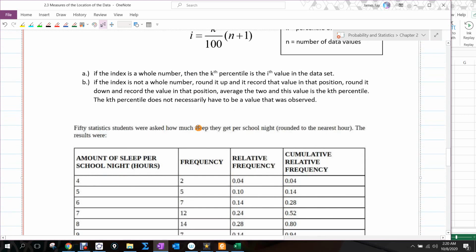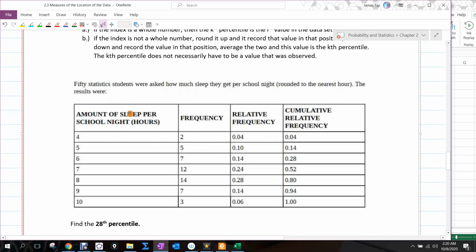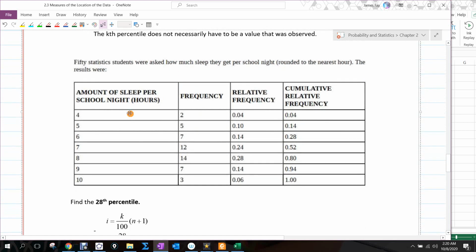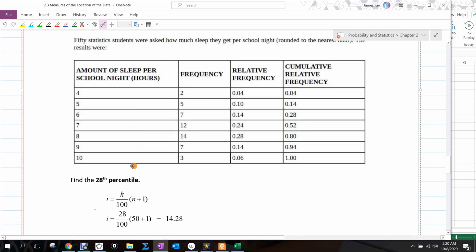So here it says 50 statistics students were asked how much sleep they get per school night, rounded to the nearest hour. The results were given below. It wants us to find the 28th percentile. So this is the way that we would do this.